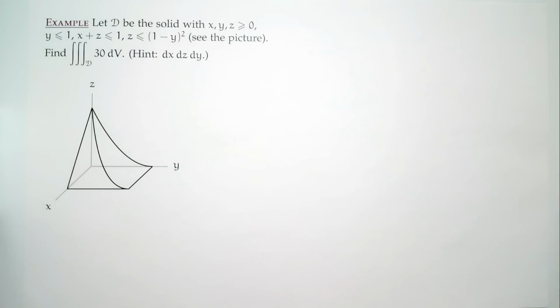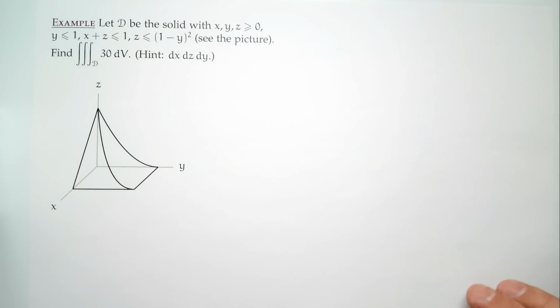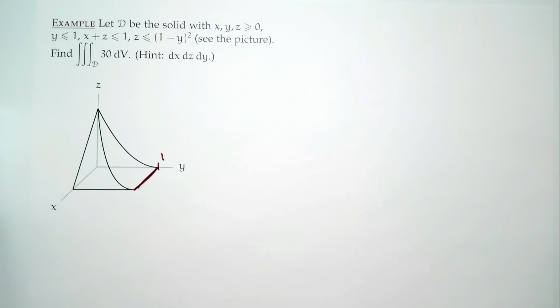So this comes from an old final exam. Well, it's sort of a simplified problem from an old final exam. Let D be the solid with x, y, z greater than or equal to 0. y is less than or equal to 1. So here's y equals 1. That's one thing. x plus z is less than or equal to 1. Now x plus z equals 1. In terms of the picture, what does x plus z equal 1 look like if I'm in three-dimensional space? x plus z equals 1 is what?